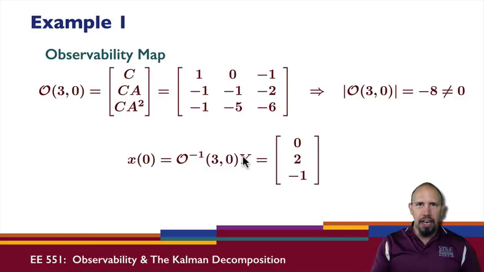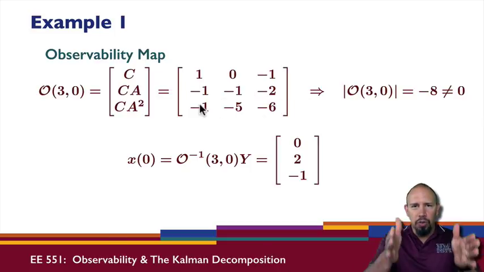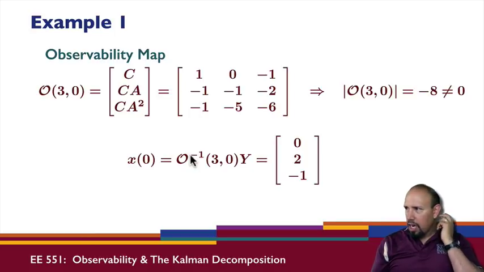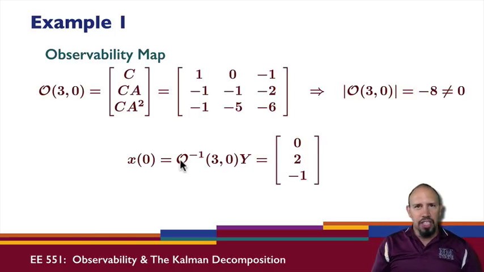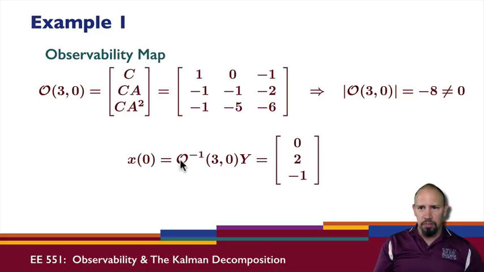We picked enough output values. In this case, we only needed 3 because our system was 3rd order. With 3, this matrix was invertible, and so we could obtain this. Now, if we had one more value, this matrix would no longer have been square. It would have been a taller matrix, and we would use the pseudo-inverse instead of the inverse, and that would still have worked.